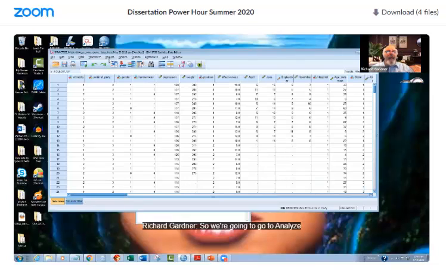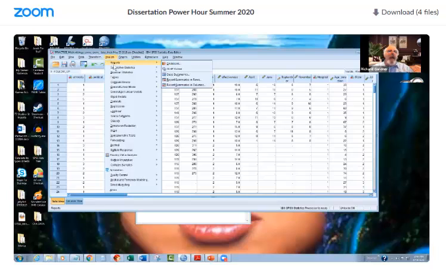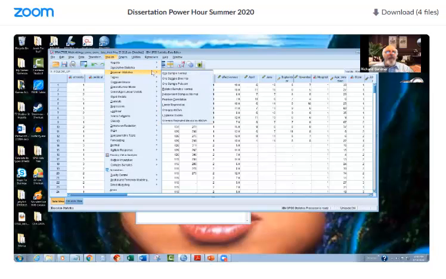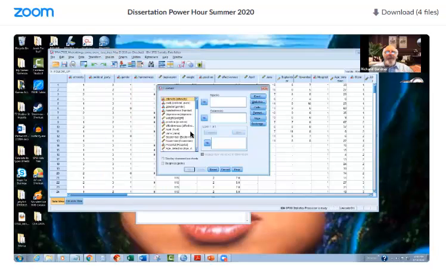So we're going to go to Analyze. It's weird. SPSS, I believe, was made in England. They're British. And they call chi-squareds crosstabs. So to find it, you go to Analyze, Descriptive Statistics, Crosstabs. And we're going to put in political party and gender.